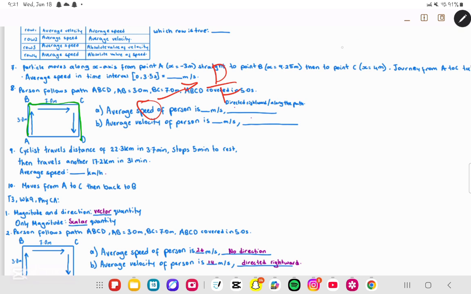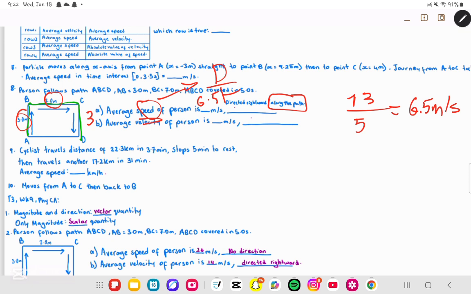This is the travel distance. So it's 3 meters plus 7 meters plus 3 meters, which is 13 meters, divided by the total time, which is 5 seconds. So it's going to be 7.5 meters per second. Or sorry, 6.5, not 7.5, 6.5 meters per second. So the average speed is 6.5 meters per second. Because we're talking about speed, it's along the path.